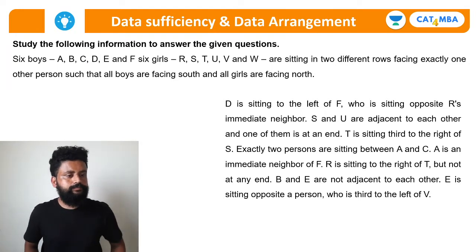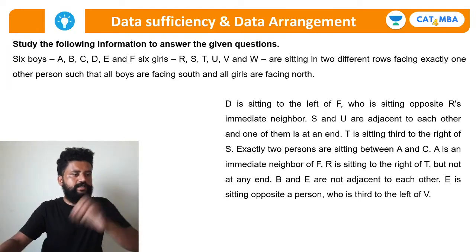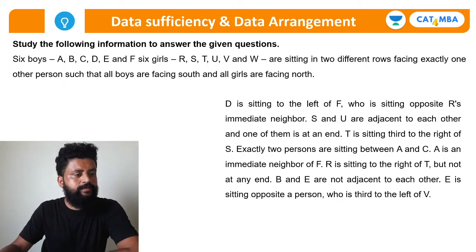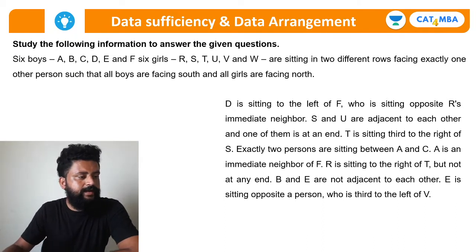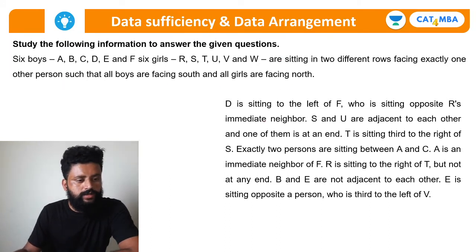So there are 6 boys, A, B, C, D, E, F, and 6 girls, R, S, T, U, V, and W, sitting in 2 different rows, each facing exactly one other person, such that all the boys are facing south and all the girls are facing north. That's already given. A, B, C, D, E, and F are boys. So all the boys are facing south, and all the girls are facing north. So the boys will come on top, and the girls R, S, T, U, V, W will come below.